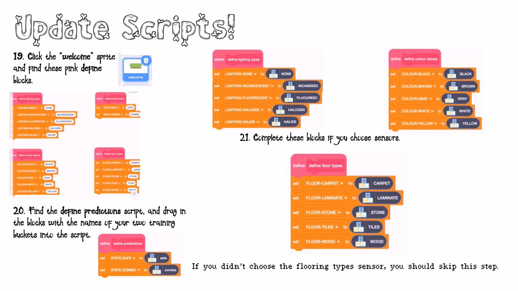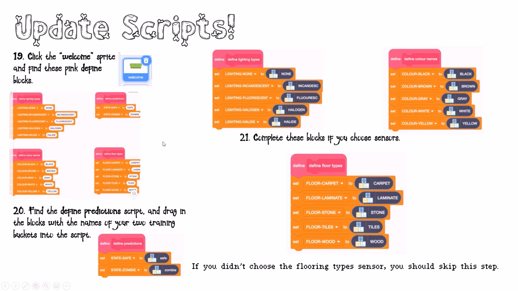So it's time to update our script. We need to go to the welcome sprite. We press on the welcome sprite, and then we will find the define functions. After finding them, first of all, we need to find define predictions. We need to change it by adding the blocks from the machine learning toolbar. So we need to add safe here and zombie here.